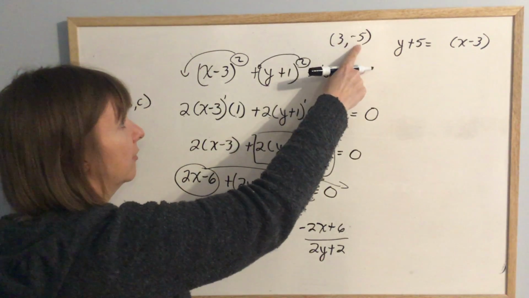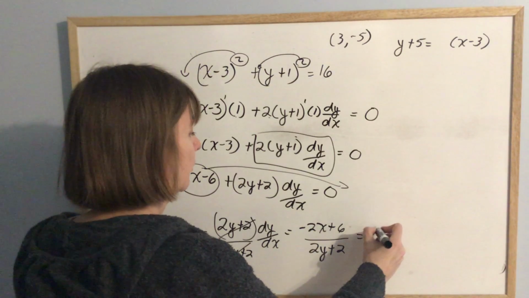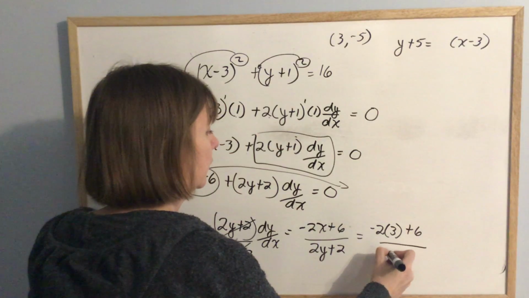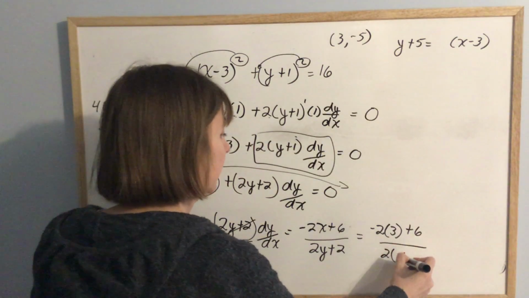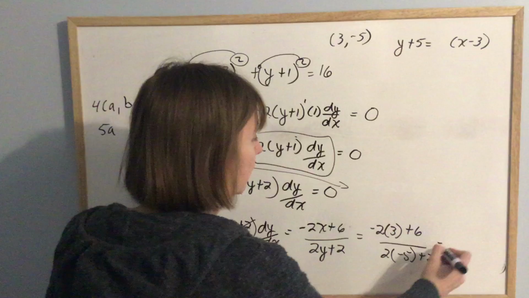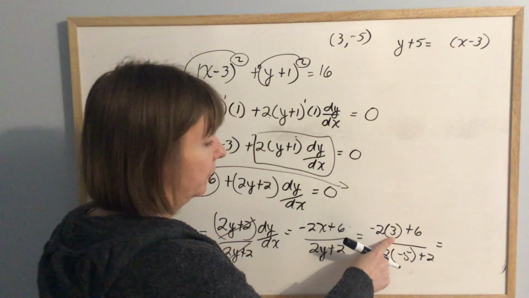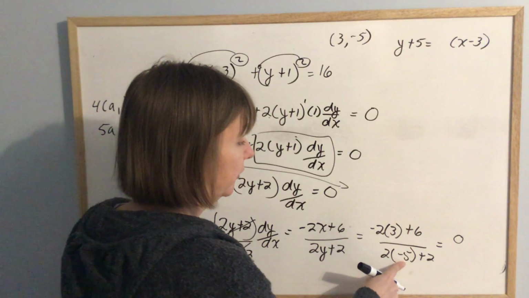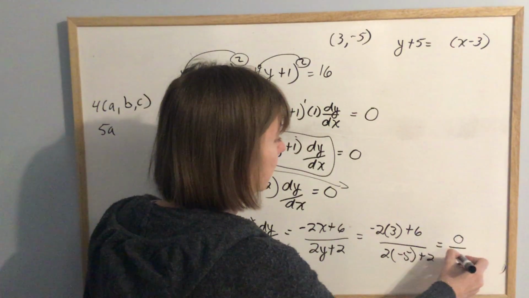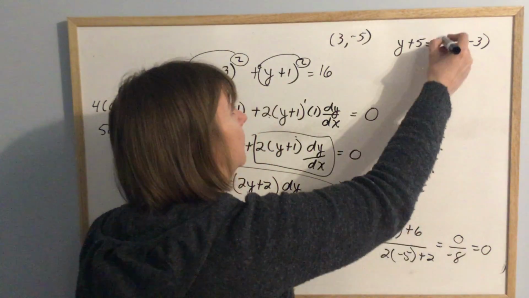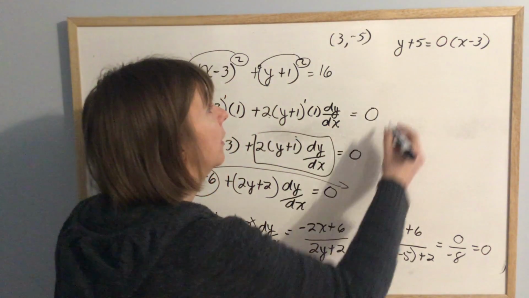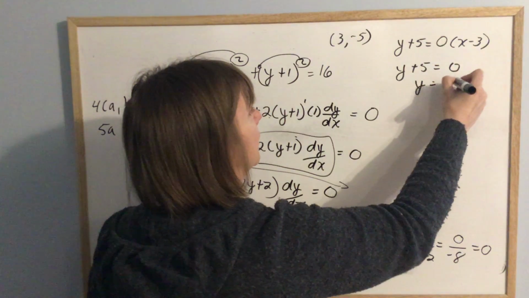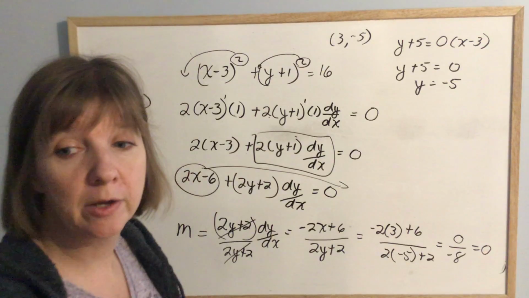Again, I know what my x is, I know what my y is. So negative 2 times x, which is 3, plus 6, over 2 times y, which is negative 5, plus 2. So that's negative 6 plus 6, which is nothing, and negative 10 plus 2 is negative 8. So my slope is actually 0. So I have y plus 5 equals 0. So y is equal to negative 5.